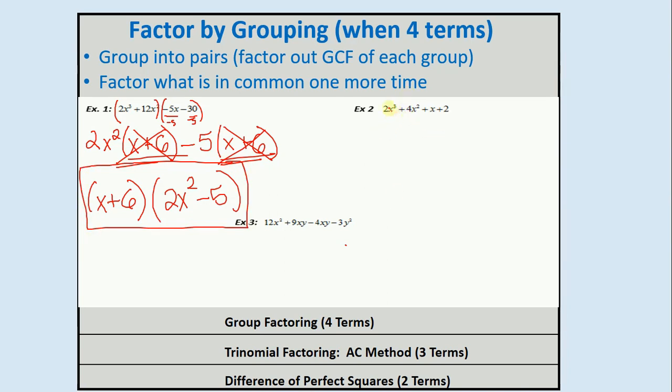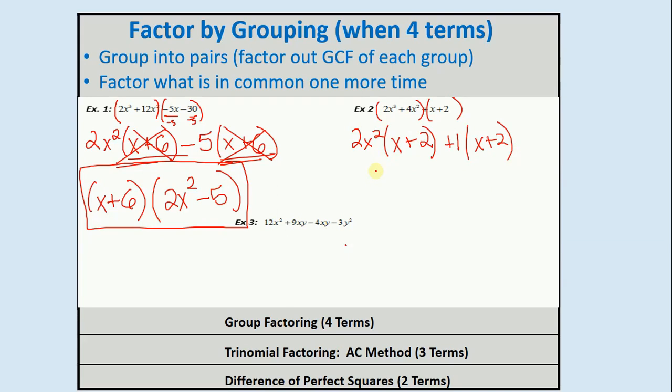Let's try this one. Pair what I got. So looks like 2x squared is the greatest common factor out of this pair. So I have x plus 2 left behind, right? Because 2x squared times x is 2x cubed, 2x squared times 2 is 4x squared. Okay, what's common between x and 2? Well, if there's nothing in common, we can say they share a 1, right? Because everything shares a 1. So if I factor out a 1, you're just going to be left behind with the same stuff.